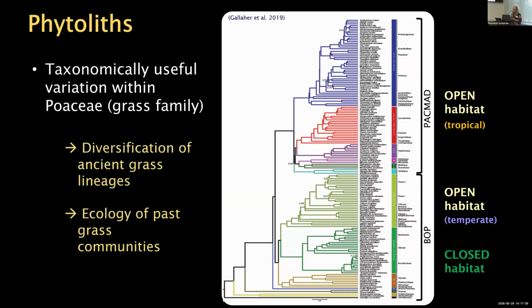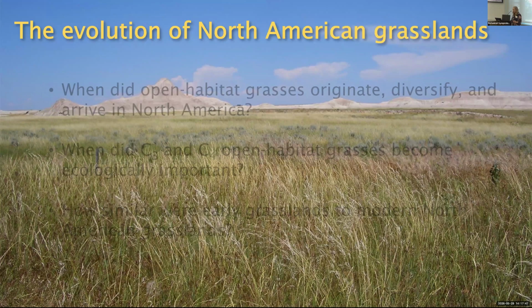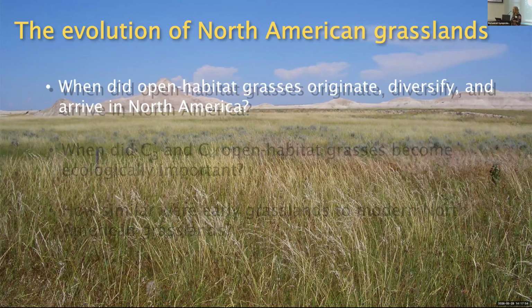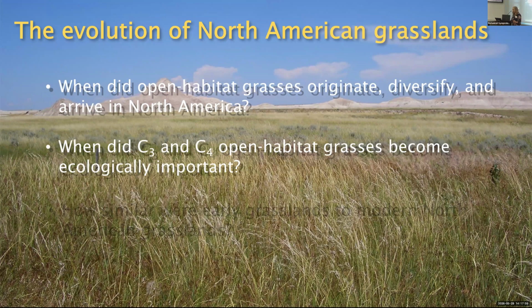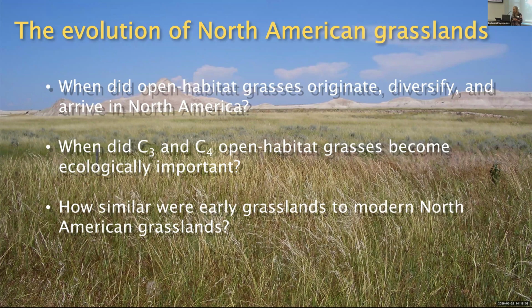So phytoliths are useful for studying the diversification of ancient grass lineages and also looking at the ecology of past grass communities. So I'm going to talk about what we know about the evolution of North American grasslands. When did open habitat grasses originate, diversify, and arrive in North America? When did C3 and C4 open habitat grasses become ecologically important? And a little bit about potentially why.